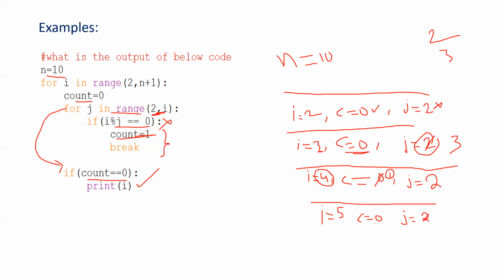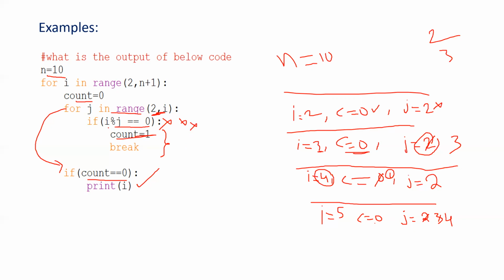Now again, j plus plus, j will become 3. 5 mod 3, again you got 2. In that case, this condition failed again, so this code will not be executed. Now again, j plus plus, j will become 4. 5 mod 4, this is also the same condition, right?